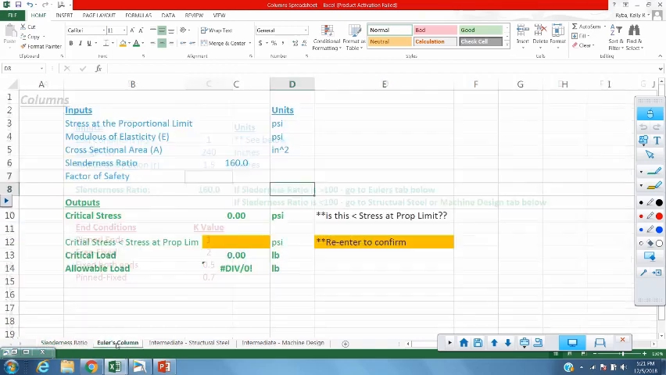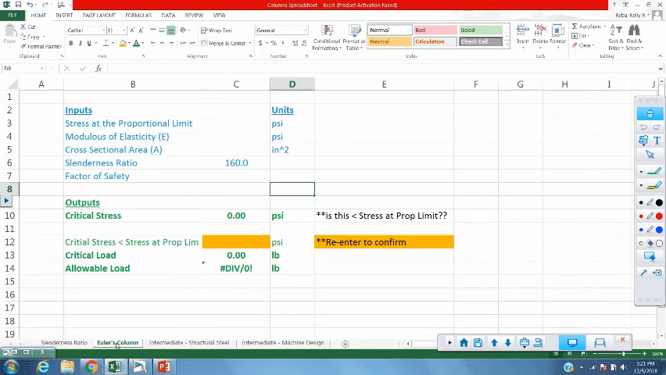So then I would go to my second tab here. My second tab is going to be the equations that are related to Euler's equation or Euler's columns. Now, as we look back, we know that we have to calculate what the critical stress is. The critical stress has to be less than the stress at the proportional limit of that material because we do not want to stress it beyond the yield point. Now, once we have that in place, then we can calculate the critical load, which is then going to be based on the factor of safety, which is then going to give us the allowable load.